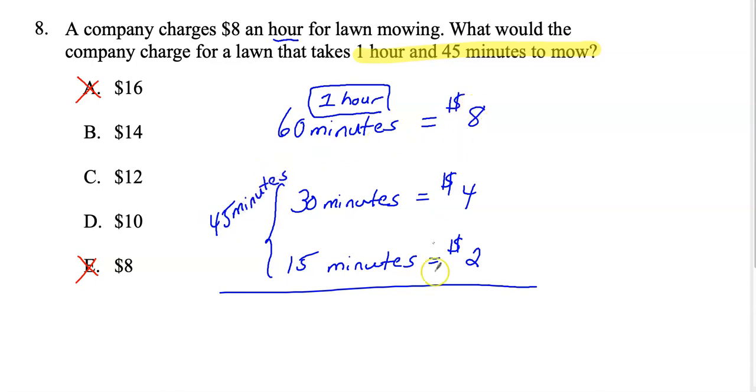So 1 hour is $8, right? That represents 1 hour. And 30 minutes plus 15 minutes is 45 minutes. So I just add these two to get the 45 minutes. 4 plus 2 is 6. Now I add these two together and I get $14. So my answer is B.